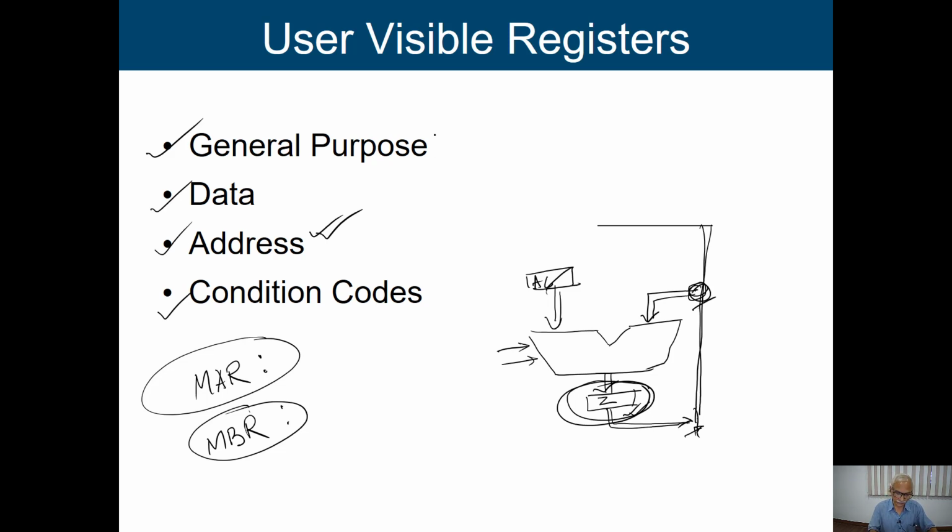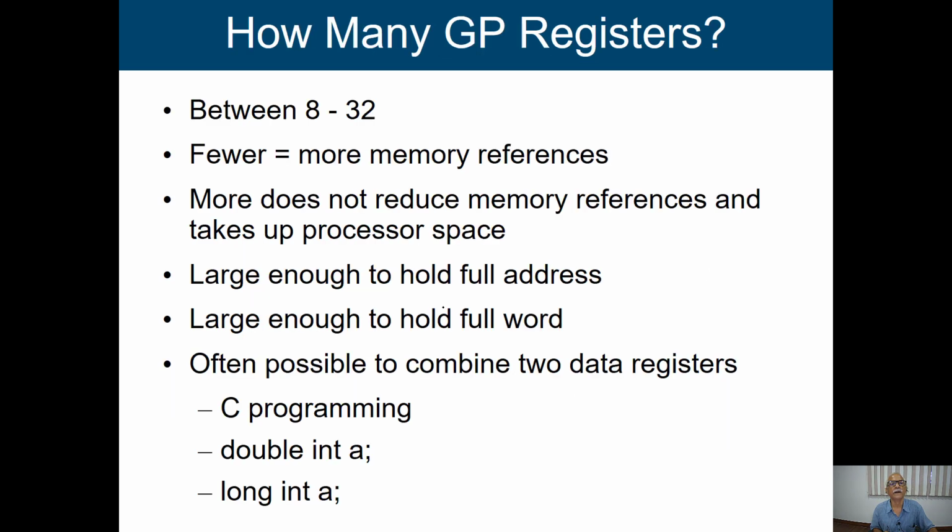So these are the different kinds of registers that we have inside a processor. Now, how many general purpose registers may we have? Generally you can say that between 8 and 32 general purpose registers are put in. But again it is a design decision. If you put fewer registers, what will happen? There will be more memory references. What does it mean? You can think of something like that.